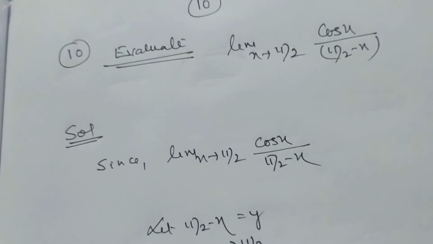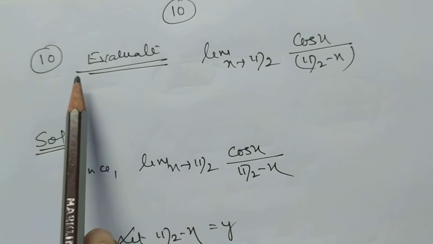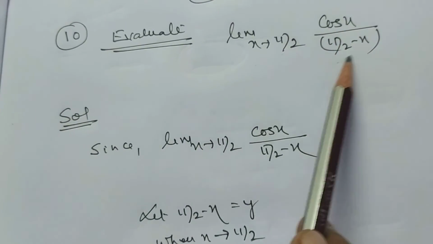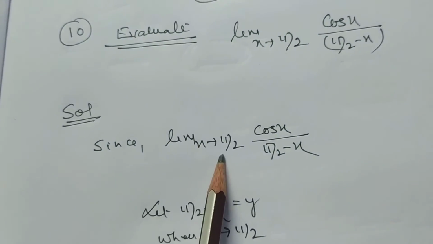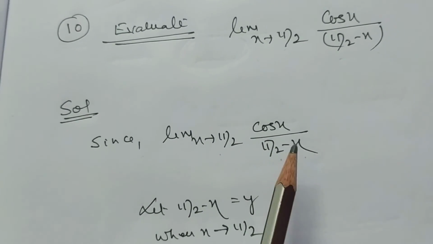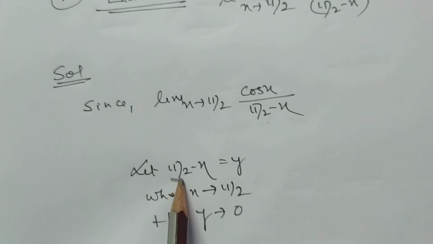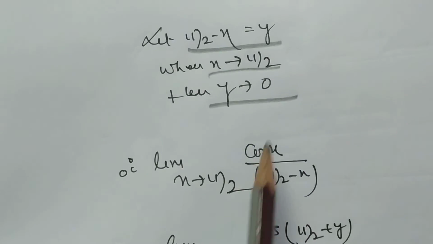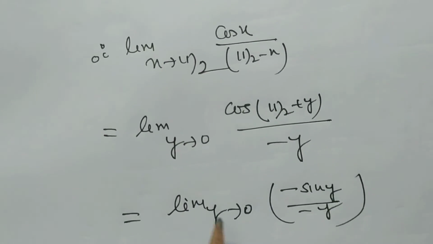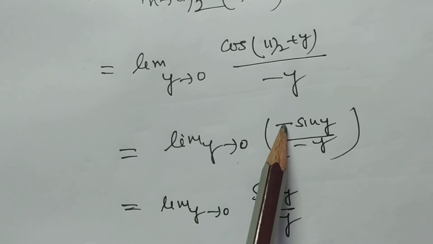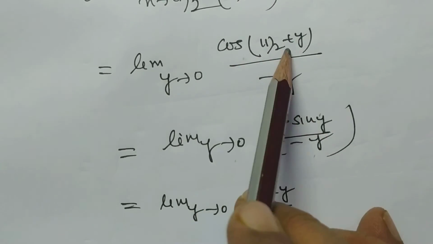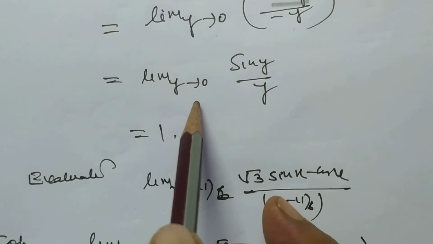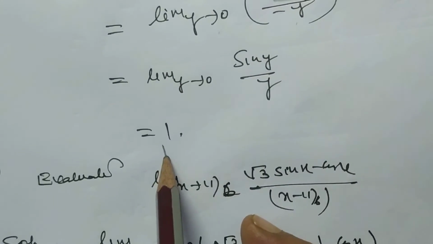So now my dear students, finally here we solve this type of problem. Again, limit x tends to pi by 2, cos x by pi by 2 minus x. This is a similar problem. We again consider pi by 2 minus x is equal to y. When x tends to pi by 2, y tends to 0. Now this whole expression is on the formula limit y tends to 0, minus sin y by minus y, since cos of pi by 2 plus y is equal to minus sin y. So it is also on the formula limit y tends to 0, sin y by y is equal to 1.